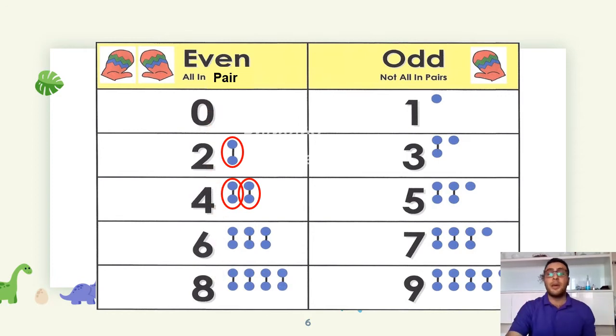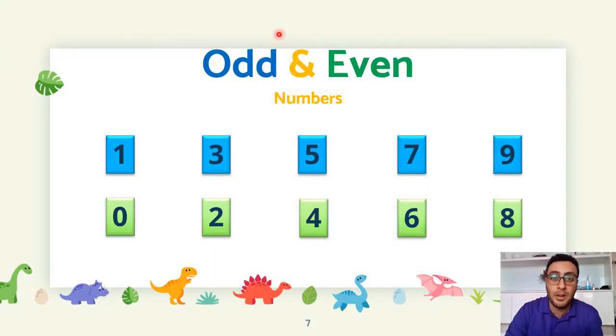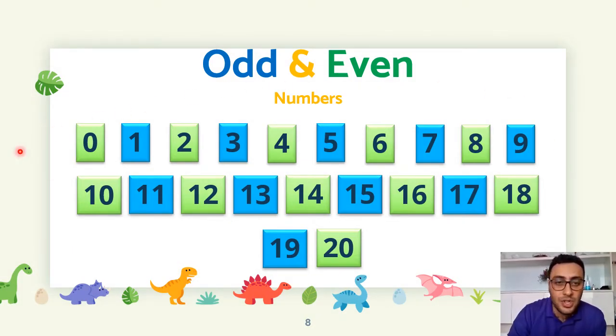Now, let's see a bit more. Remember, odd, 1, 3, 5, 7, 9. Repeat after me. 1, 3, 5, 7, 9. These are odd numbers, and even numbers are 0, 2, 4, 6, 8. Okay, you remember. That's good. And you see, this is just for you to remember. We look at the last digit. 10 ends with a 0. 0 is even, so 10 is even.